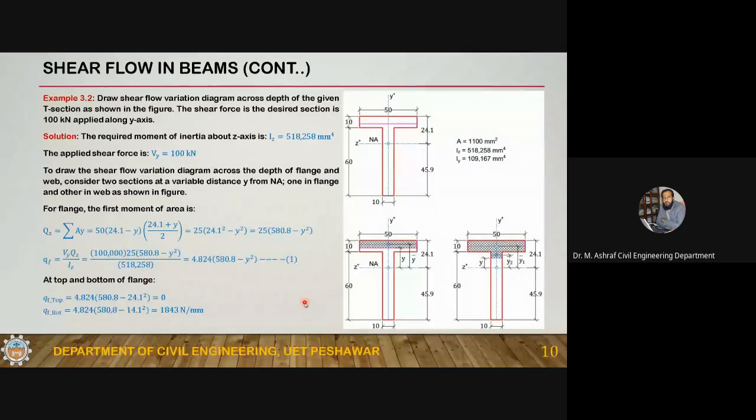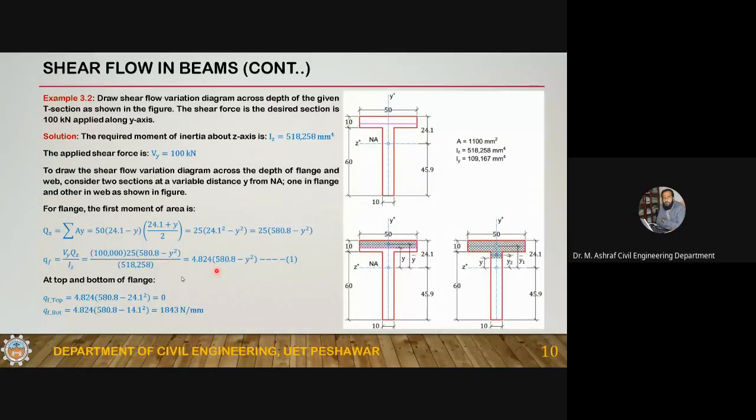So here you can see this is for a particular section. If you are moving from one section to another section, the value of V will be different; this is 100 kilonewton at that section. But if this value is variable along the length of the member, then each section will have its own stress variation diagram. Okay, each section of the beam along the length of the member.